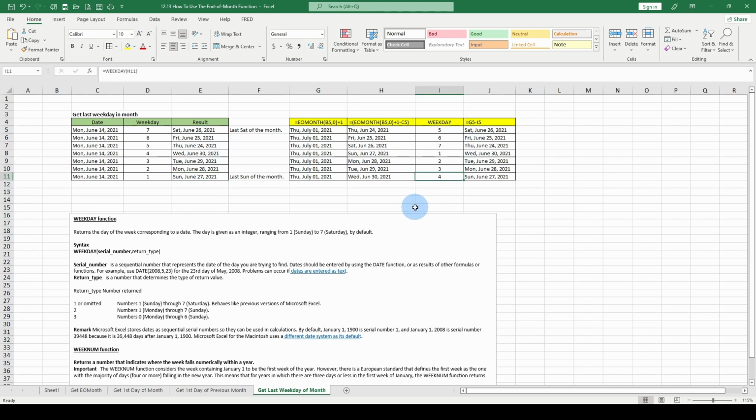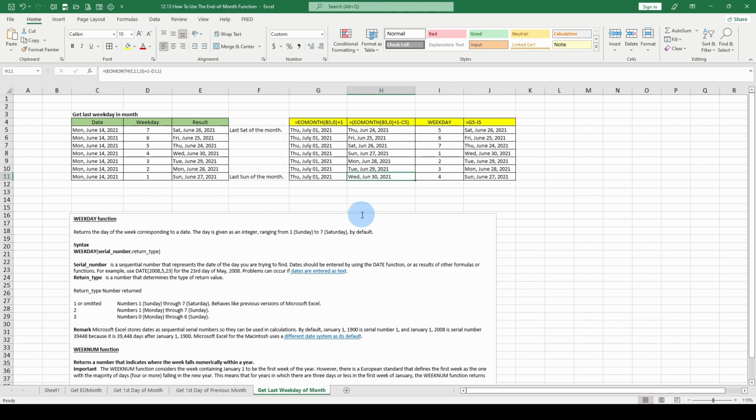You're scratching your head going, what? Well, you have to think back. We're looking for the last Sunday of June. The only way to do that intuitively is to go, well, July 1st is Thursday. The previous Sunday is 4 days backwards. All we're doing is looking at July 1st and backing up 4 days.